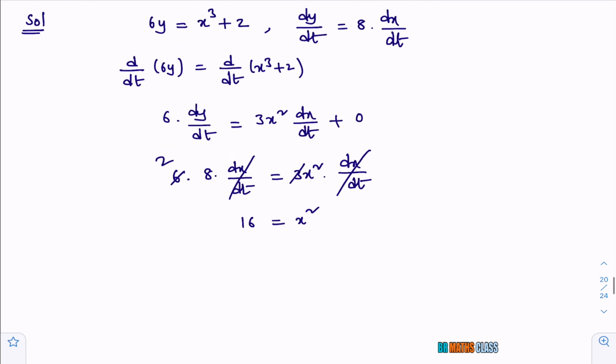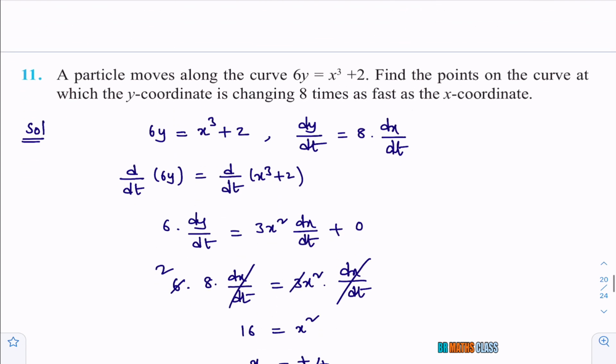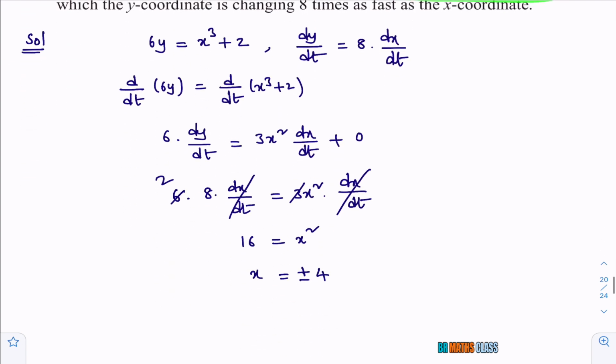If x square equals 16, what about x? x is plus or minus 4. It can be understood, right? Now, what are they asking in the question? Find the coordinates of a point. That means we need to find the x value and y value. Here you got the x values, so for these x values, you need to find the y coordinate also. So I will substitute this plus or minus 4 in the given curve.